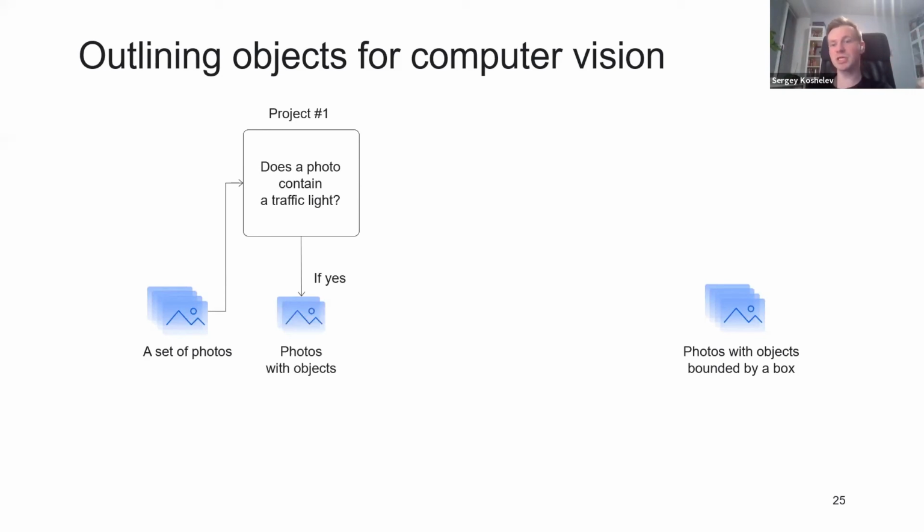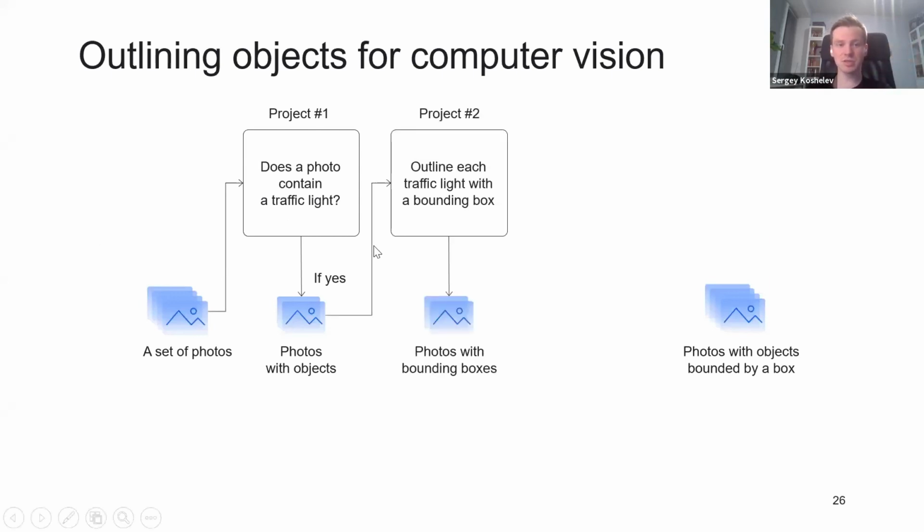So what we suggest in this scenario is you make your very first project where you trim your data set by finding only those photos that contain the necessary object. Like in our case, it's a traffic light. Then when your performers annotate the images and you get only those that do contain traffic lights, you make the next project where you ask your performers to outline each traffic light with a bounding box.